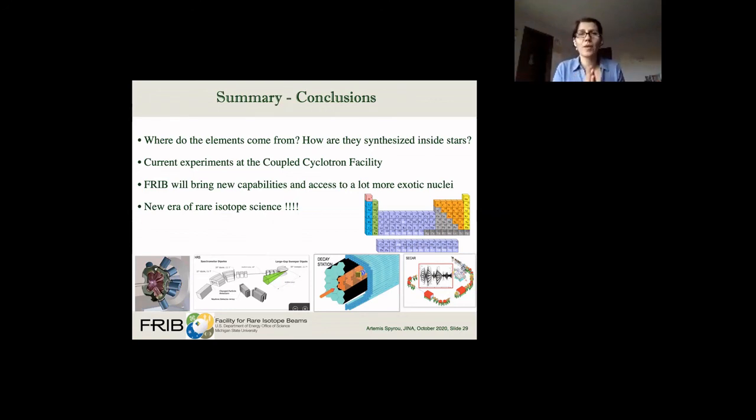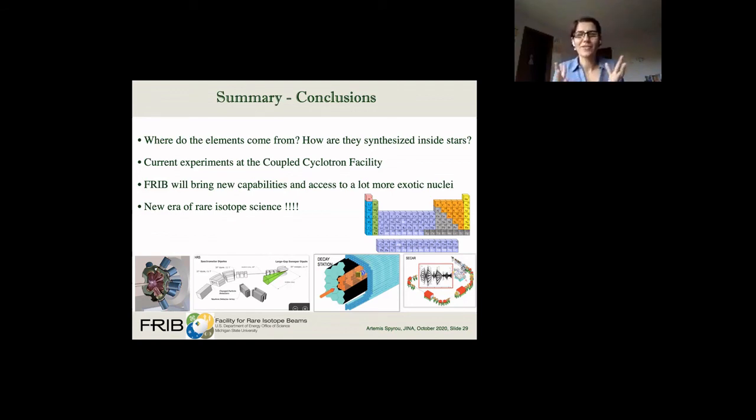We have a lot of experiments happening right now at the NSCL, although it's right at the end of its life. So very soon we will stop the NSCL experiments and start the year-long switch over to FRIB. So that's an exciting time. And with FRIB, we'll have new capabilities. We'll be able to reach isotopes that we cannot reach right now. So this is a very exciting time for our field.